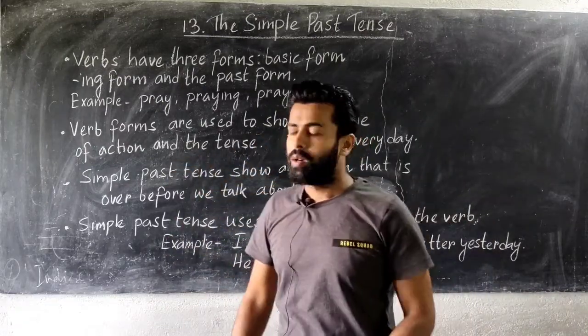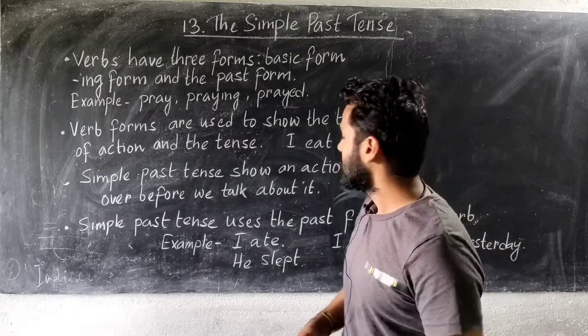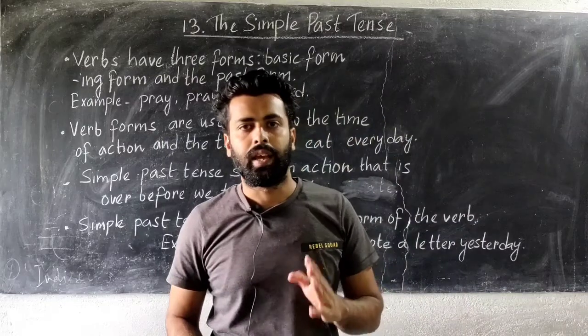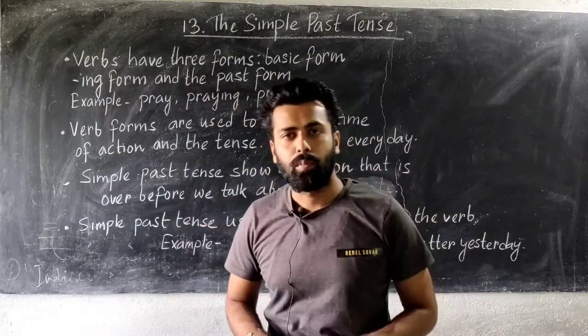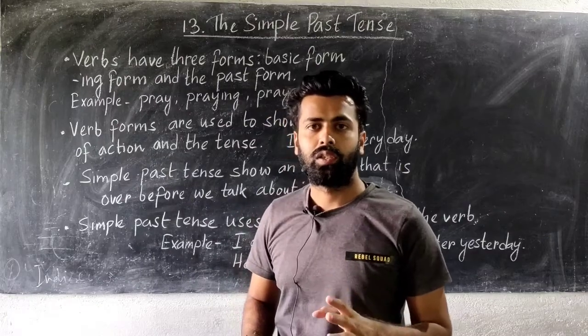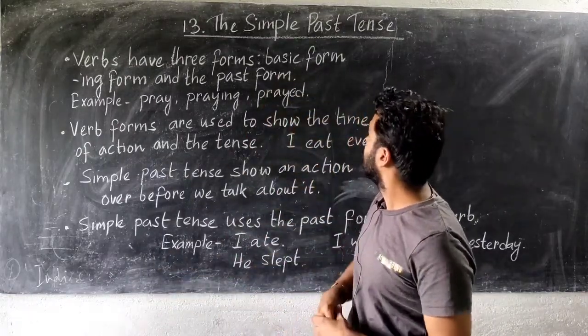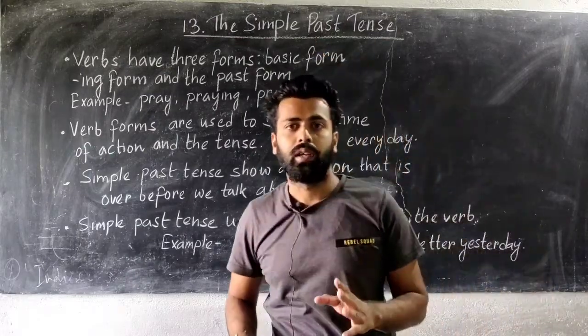Next you see, verb forms are used to show the time of action and the tense. I told you in the previous class also, students, that verb forms usually show us the time of action, meaning which time the action is done, and they also show the tense. So we are talking about the simple past tense. This past tense will be shown by the verb.